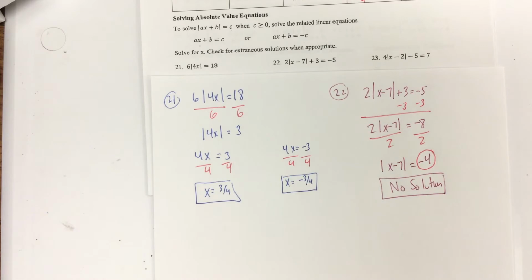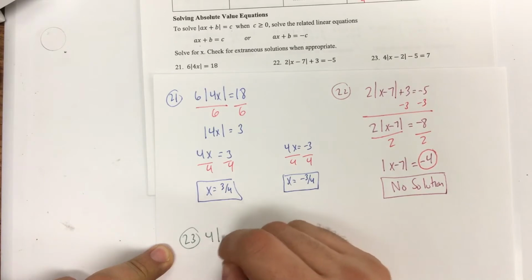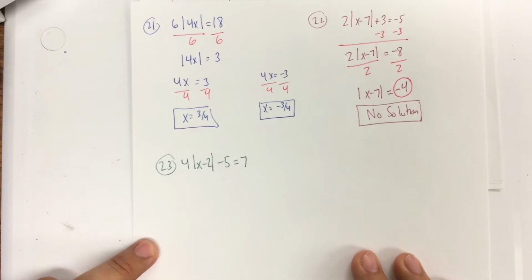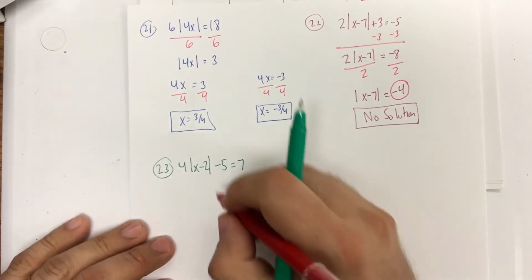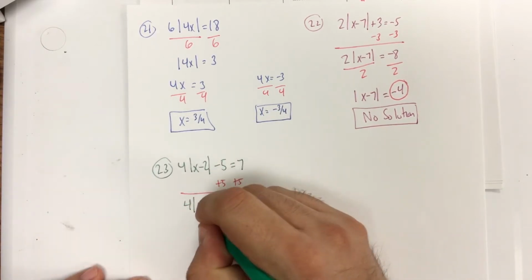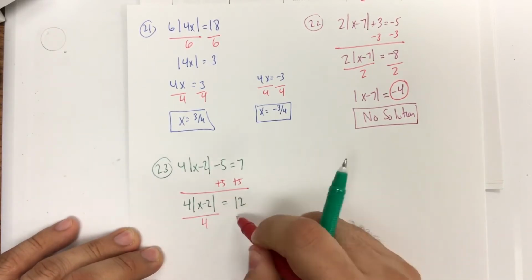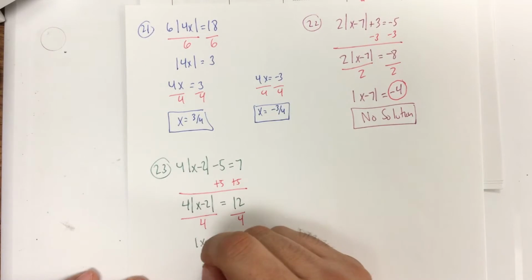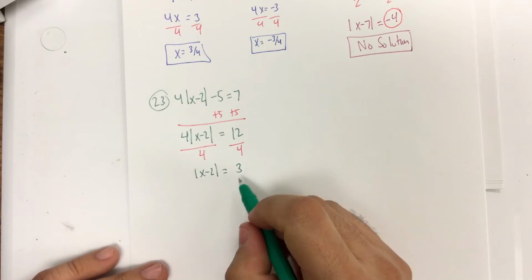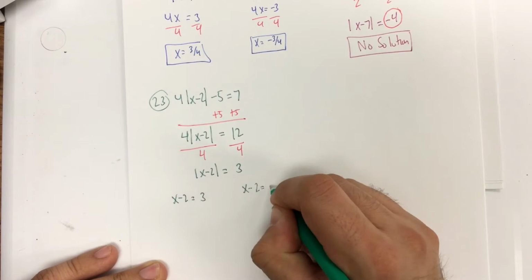Okay, let's go ahead and take a look at number 23 now. All right, so for this one here, first thing I'm going to do is add the 5 to the other side. So 4 absolute value of x minus 2 is equal to 12. We're going to divide both sides by 4. The absolute value of x minus 2 is going to equal 3. Now it is isolated and this is positive, so we're going to write x minus 2 equals positive 3, x minus 2 equals negative 3.